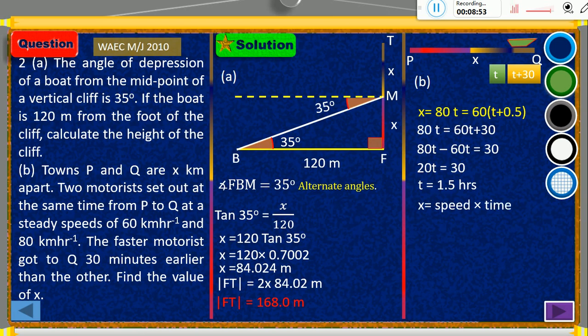So the distance traveled is speed times time. Multiply 80 by 1.5, the time it takes the faster motorist to get to Q. And the distance is 120 kilometers. Remember, we can equally use 60 bracket T plus 0.5 to get X as 120 kilometers.